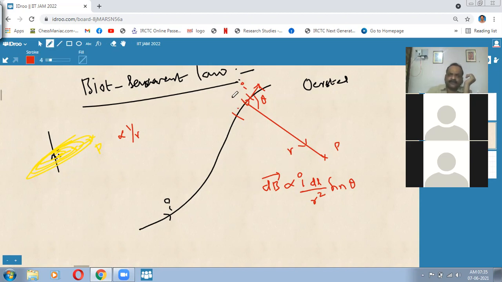A small element of length dl, carrying a current I. The angle between I and dl, with I in the direction of current only. I dl sin theta by r square. This is known as Biot-Savart law.